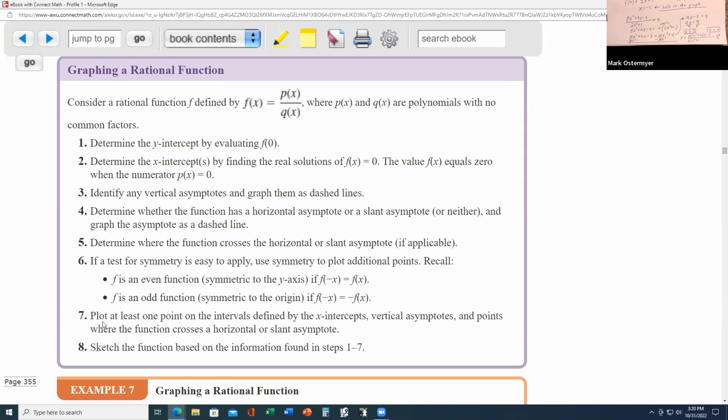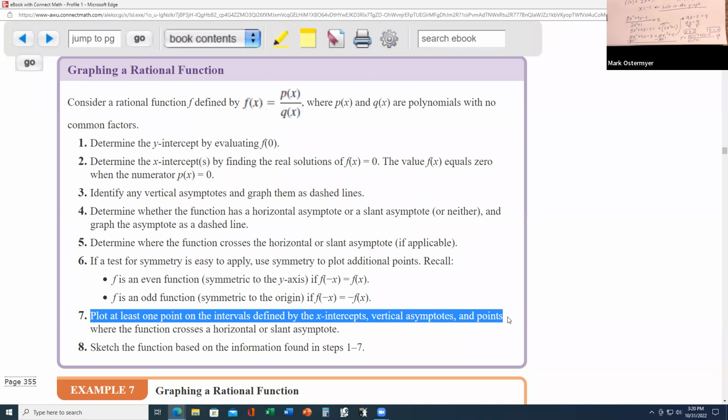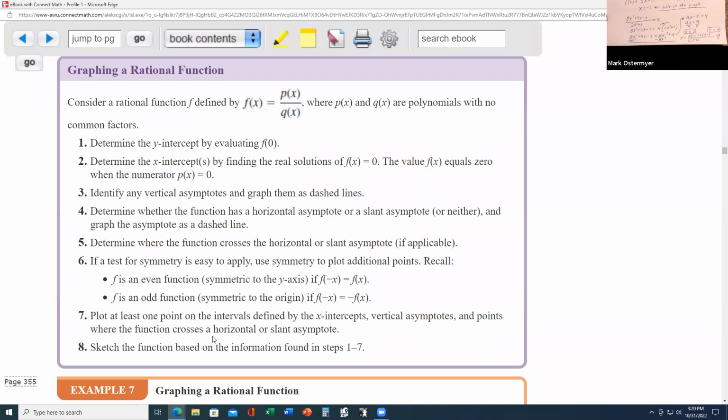That can also aid your ability to graph rational functions. Number 7 is very important. It says plot at least one point on the intervals defined by, and here's how these intervals are always defined: by x-intercepts, vertical asymptotes, and any points where the function crosses the horizontal or slant asymptote. And then from there, we can sketch our graph.